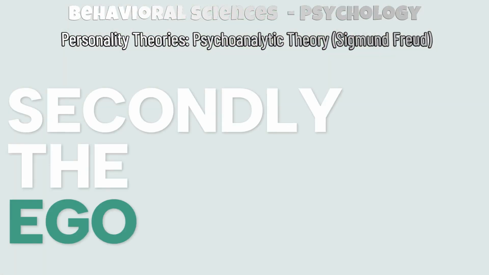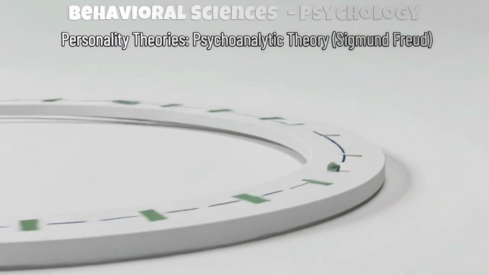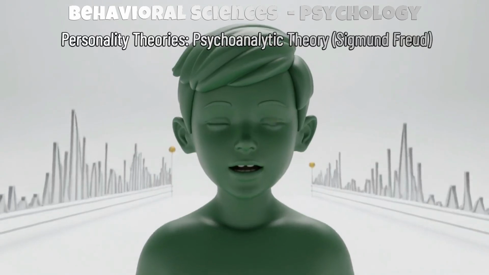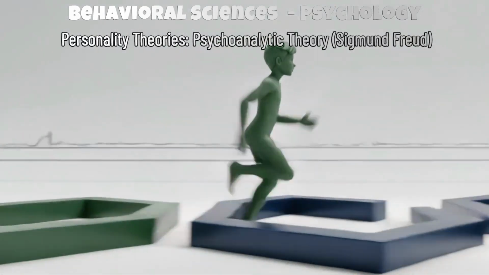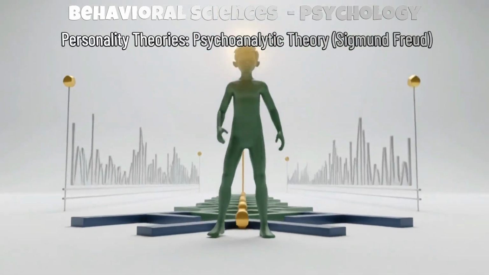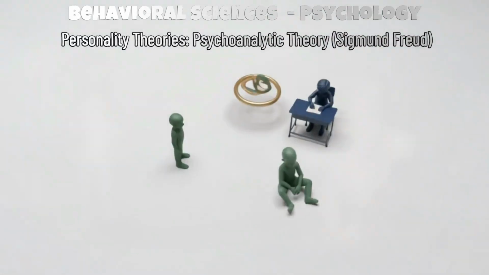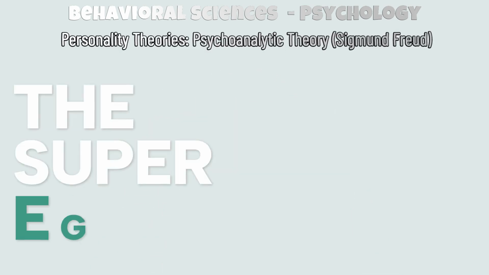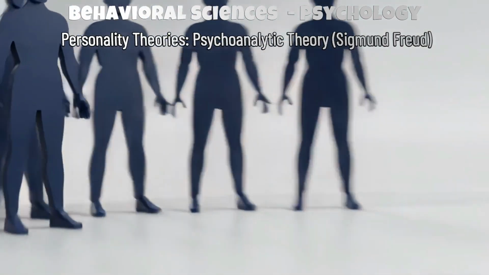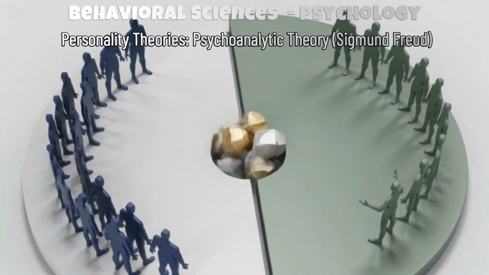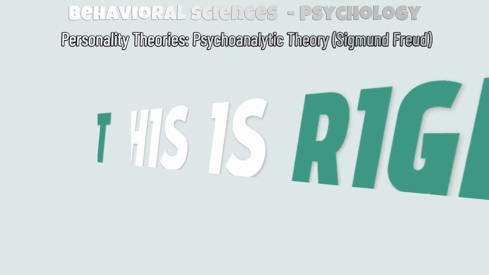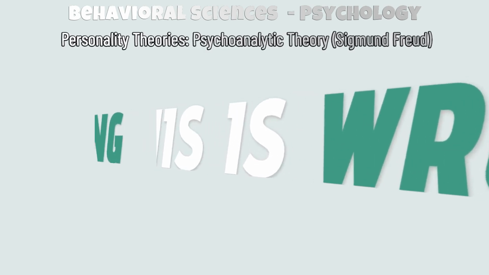Secondly, the ego. The ego develops as a person grows and operates on the reality principle. It tries to balance desires with what is practical and socially acceptable. So the ego is the rational part that says, let's think before we act. Then finally, the superego. The superego represents morality, conscience, and internalized social rules. It is the voice that says, this is right, or this is wrong.